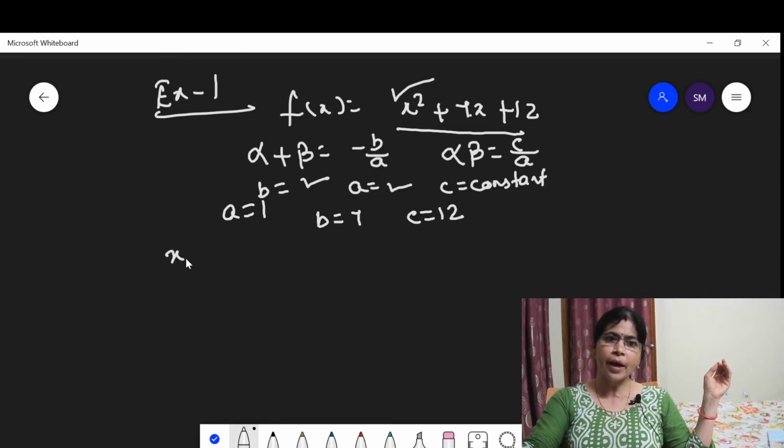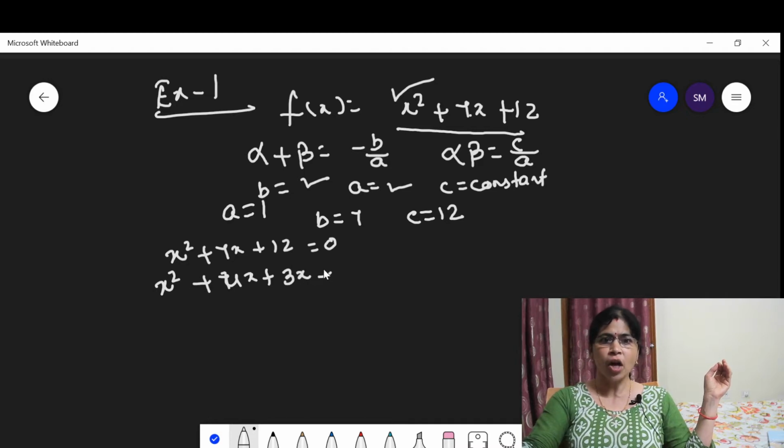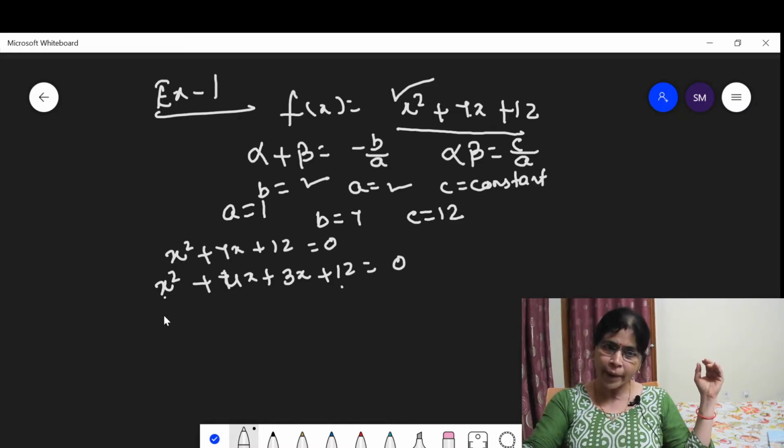Now apply the middle term factorization and try to find the zeros of the polynomial. Let f(x) is equal to 0. Then for x square, split the middle term into two parts in such a way that the sum of the two is the middle term and the product of these two is equal to the product of the first and last terms. Here 7x is split into 4x plus 3x. The product 4x into 3x is equal to 12x square.